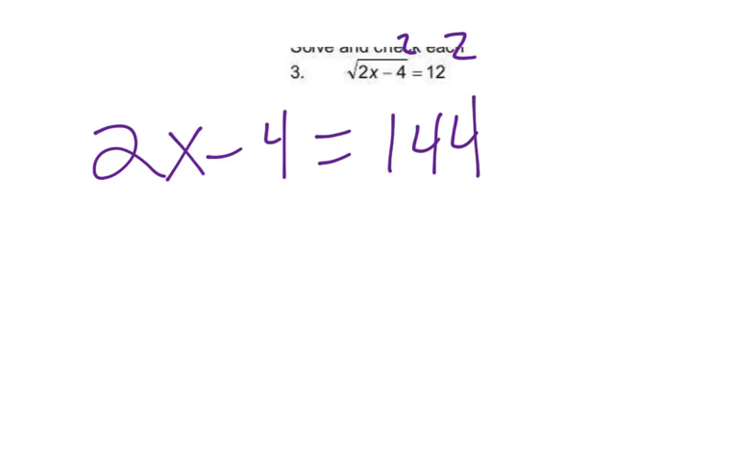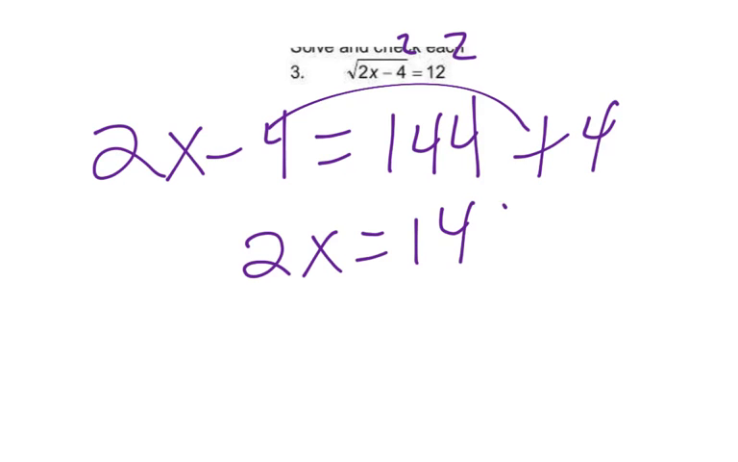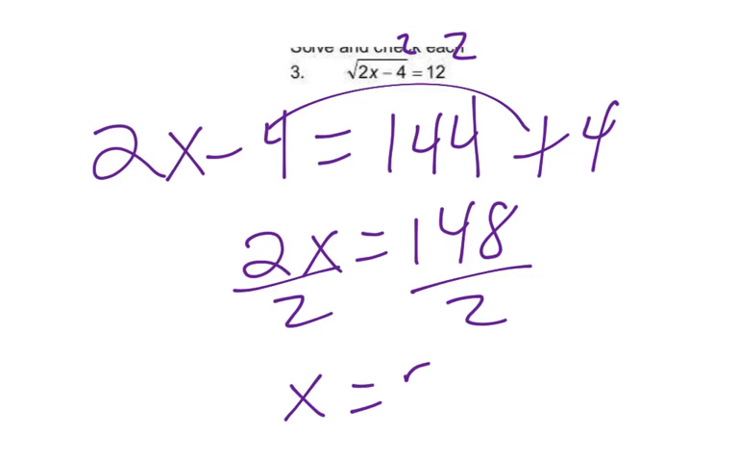And if you were to have to solve, you isolate, which is already done, so you're ready to square both sides. So 2x minus 4 is equal to 144. You're going to add your 4, so 2x is equal to 148. Divide by 2, x is equal to 74.